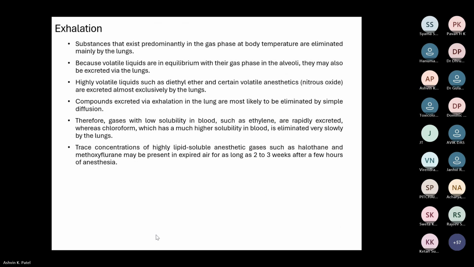Exhalation. Substances that exist predominantly in the gas phase at body temperature are eliminated mainly by the lungs. When any volatile liquids are in equilibrium with their gas phase in the alveoli, they may be excreted via the lungs through the exhalation mechanism. It is true for highly volatile liquids, and certain anesthetics such as nitrous oxide are also exhaled.